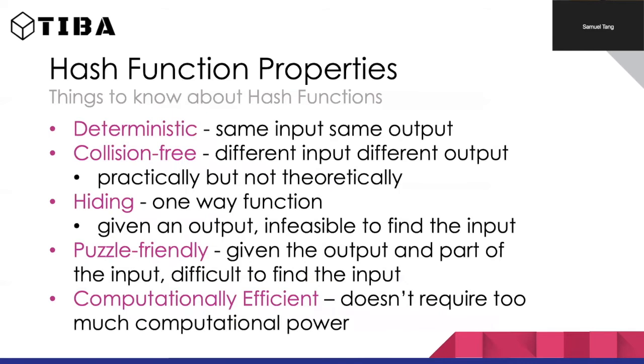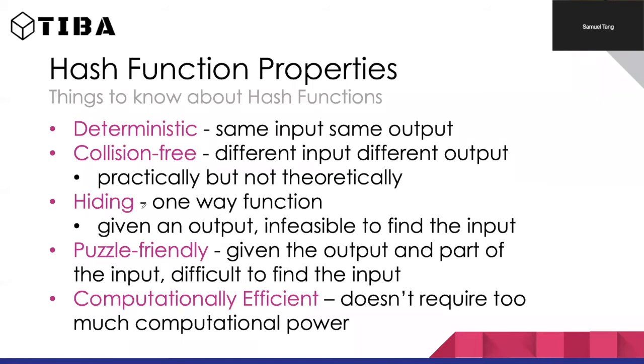Some of the key properties of hash functions: first, it is deterministic, meaning that the same input produces the same output. The second is collision free, which some people call collision resistant, meaning that different inputs will have different outputs. This is practically true, but not theoretically true. We can get into that more in the future, but it's basically hard to find a case that is not collision free.